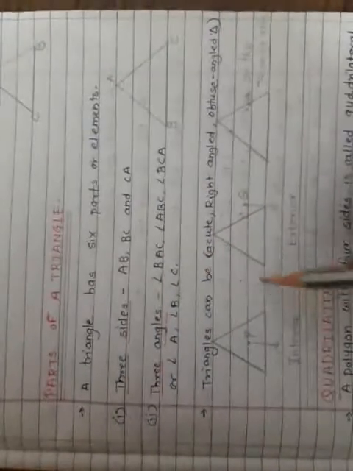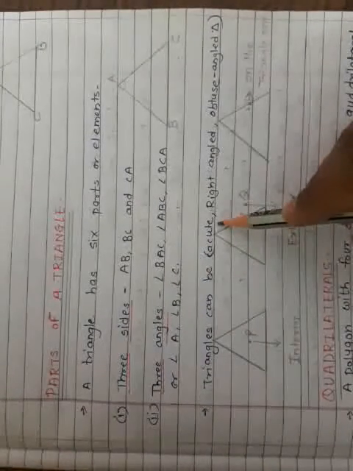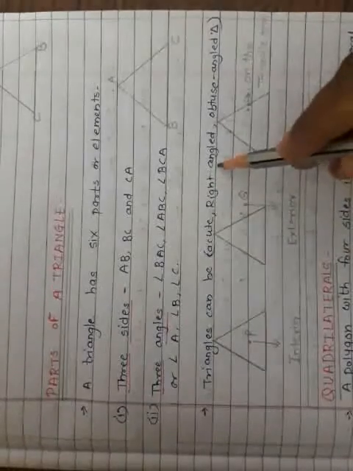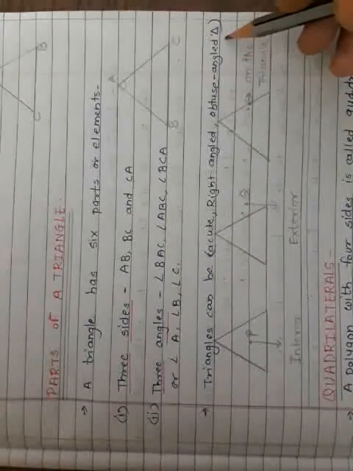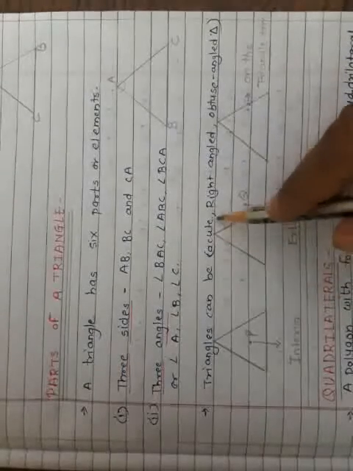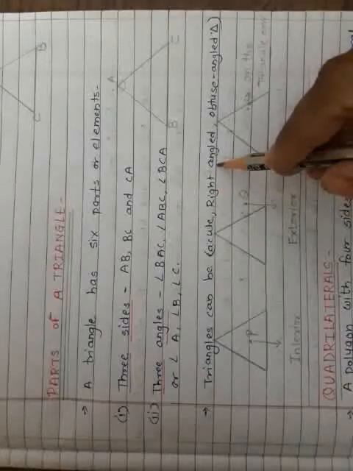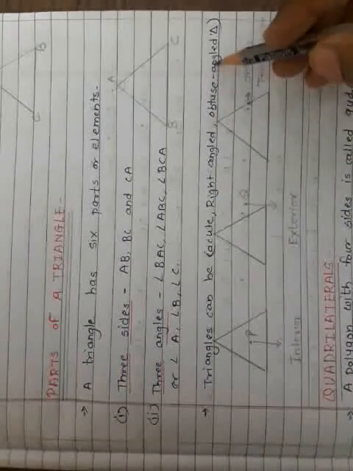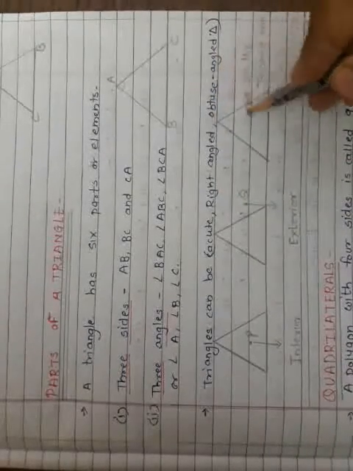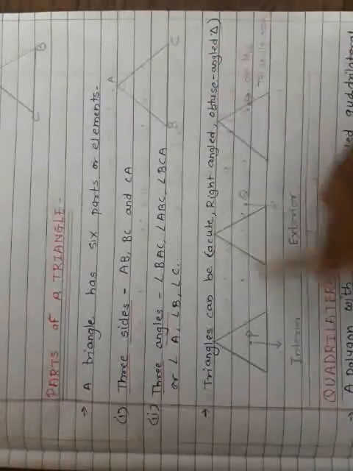Triangles can be acute angle triangle, right angle triangle, or obtuse angle triangle. We have already seen that acute angle means below 90 degrees, right angle means 90 degrees, and obtuse angle means greater than 90 degrees. Understood?